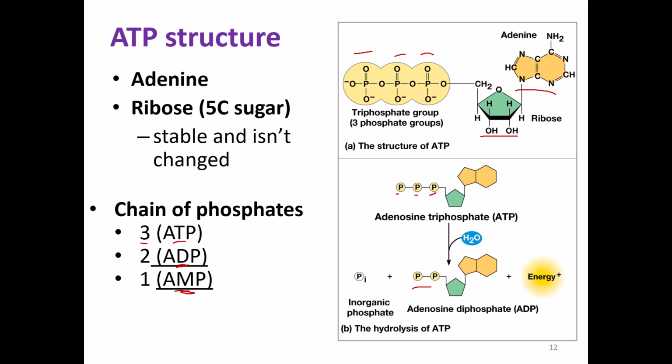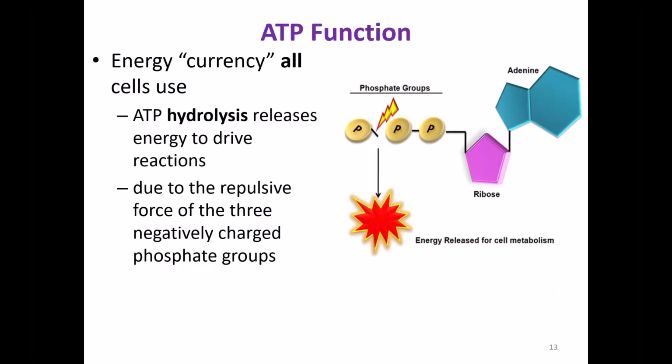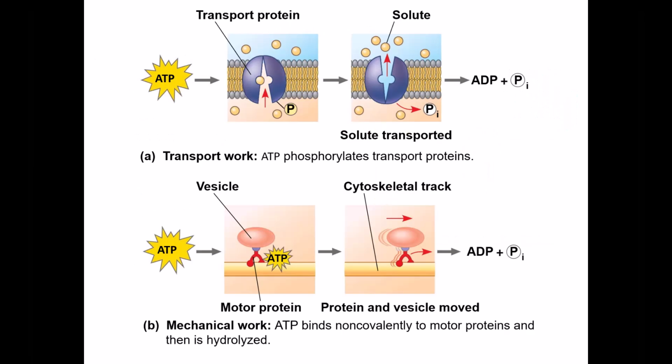mono, so adenosine monophosphate. So ATP is really kind of the energy currency that all cells use because the hydrolysis of ATP releases energy. It's ultimately because of the repulsive force of the 3 negatively charged phosphate groups. This bond between the phosphate groups is a high energy bond, so when we break that, that releases energy. So ATP can be used to do all kinds of work in the cell.